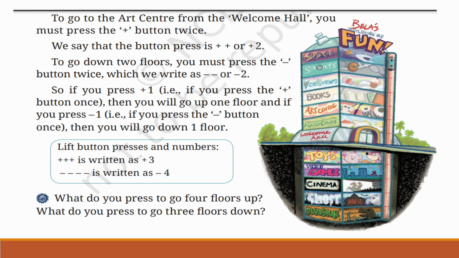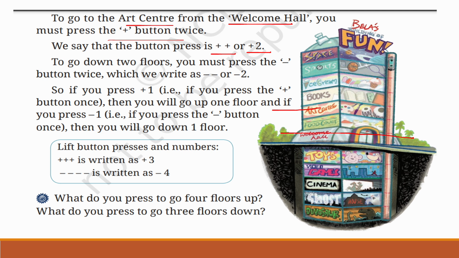See, this is Bela's multi-storied building. Some floors are below the ground. To go to the art center from the welcome hall, you must press the plus button twice. See, this is the welcome hall. From this welcome hall, if you want to go to the art center, you have to press the button twice. We say that the button press is plus plus or plus 2.